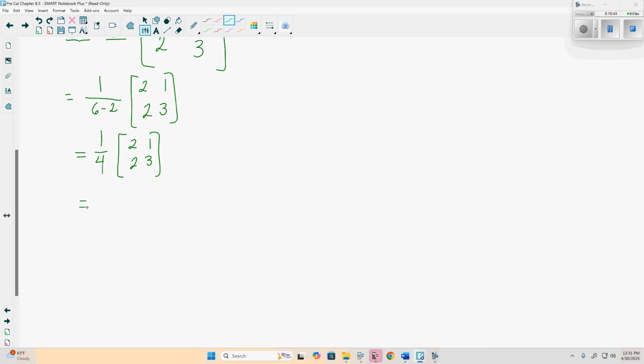Last thing we've got to do is multiply through. 1/4 times 2 is going to be 1/2. 1/4 times 1 is 1/4. 1/4 times 2 is 1/2, and 1/4 times 3 is 3/4. Telling us A inverse is 1/2, 1/4, 1/2, 3/4.